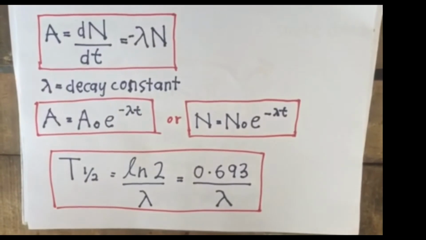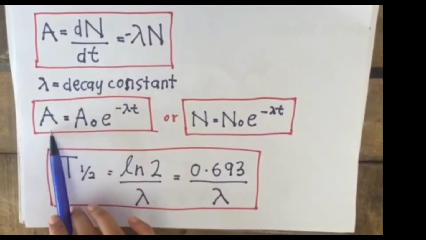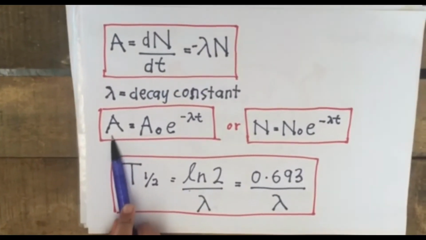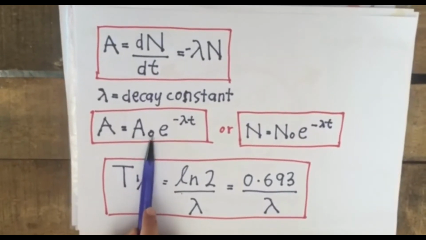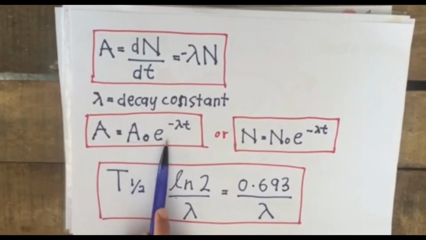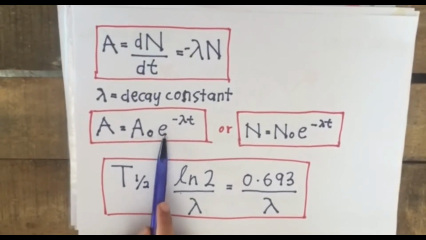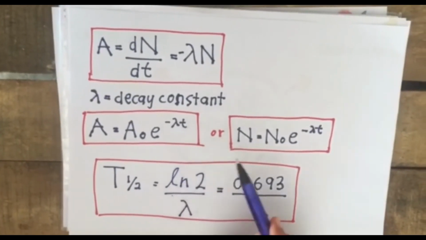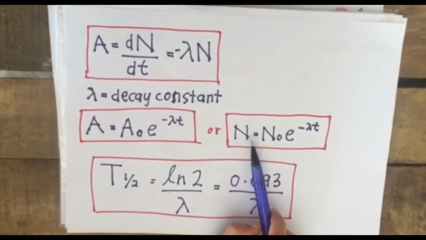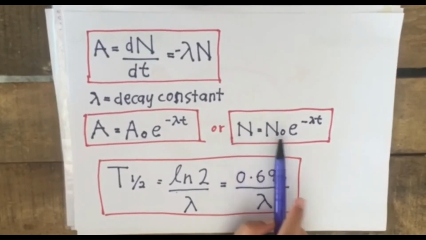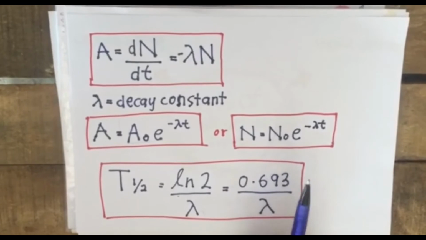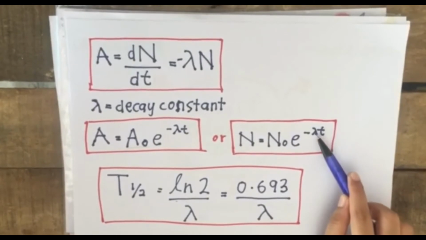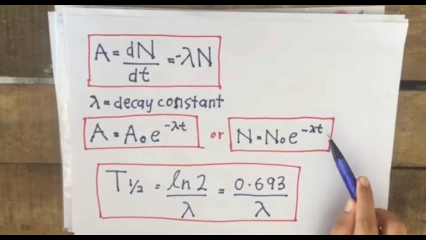A refers to the activity, and N refers to the number. So A is expressed with A0, the initial activity, times the exponential to the power of negative lambda t. Or we can also express this by the number of nuclei: N is the number of nuclei, and N0 is the initial number of nuclei, times the exponential to the power of negative decay constant times t.